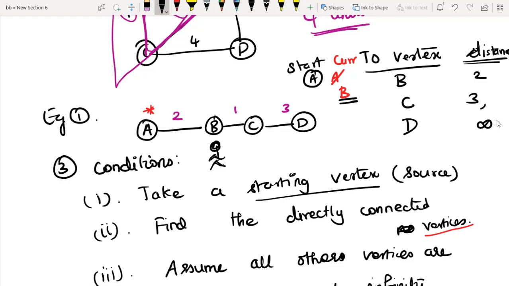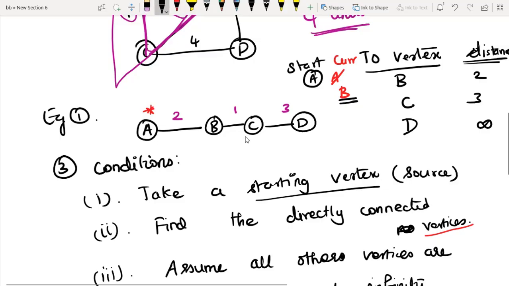Initially I had infinity here. Now I find the distance to be 3 from B. I am standing at B and finding the distance from A to C, which is 3. Initially I had infinity, but 3 is found to be less than infinity, so I am replacing the distance with 3. Very simple, right? That's it. Now, are there any other connected nodes? No. So move to the next connected node.